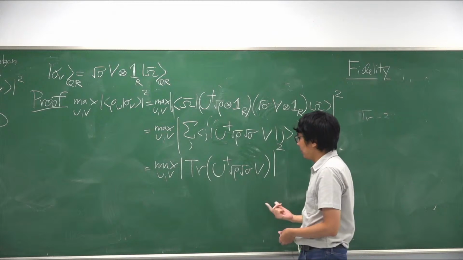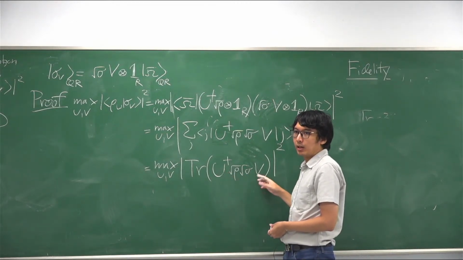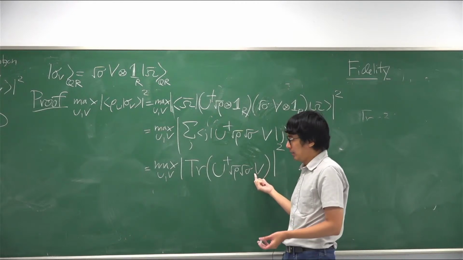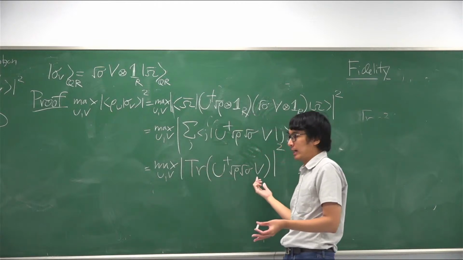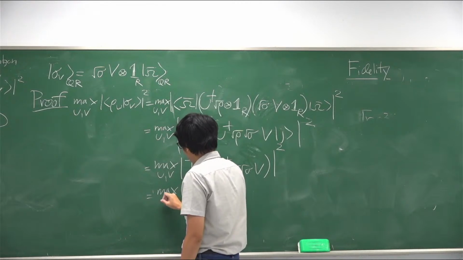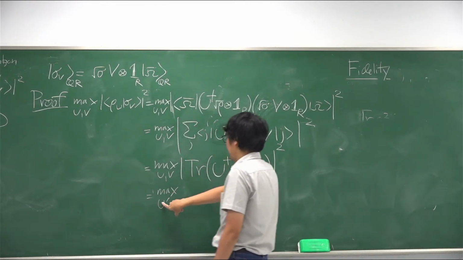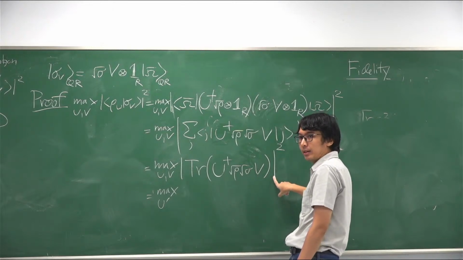Now I can move this U dagger over here and then combine them into one unitary. So now what I have to maximize over is just going to be the product, right? Which I can write as, just to prevent confusion, give it a new name, U prime, for V U dagger.